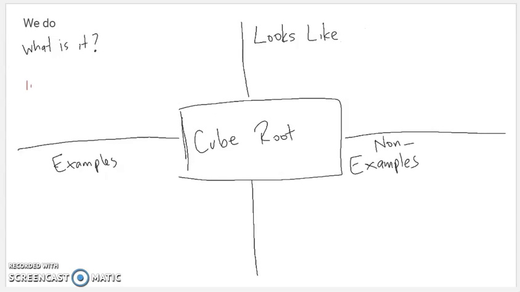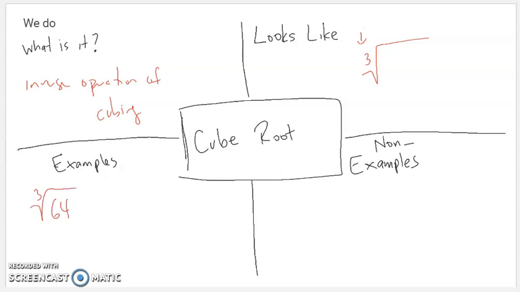Cube roots, same thing. They're the inverse operation of cubing. They look like this. There's a 3 with the root symbol. So some examples, again, numbers get big real quick when you cube them. So for instance, the cube root of 64 is 4. 4 times 4 is 16 times 4 is 64. The cube root of 1,000, I think we did, is 10.